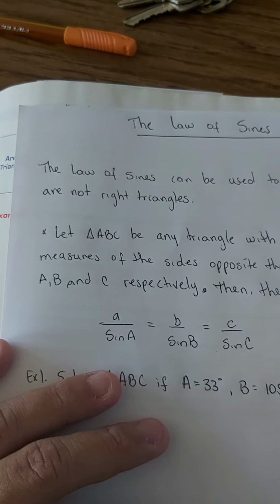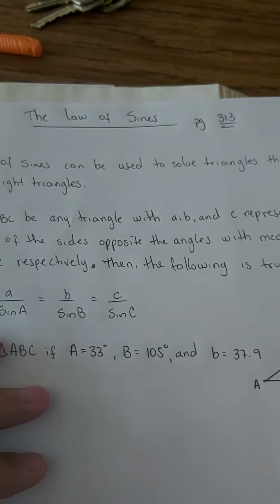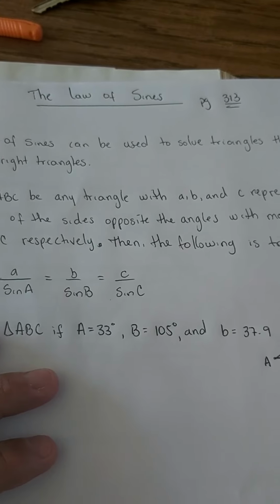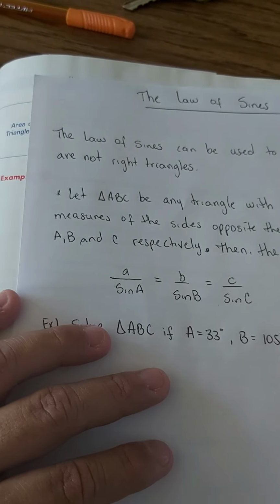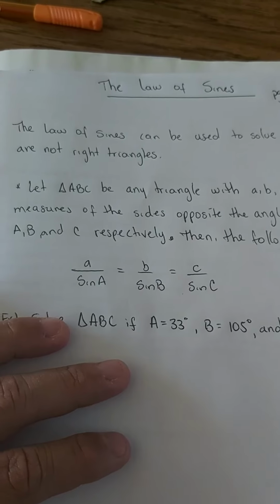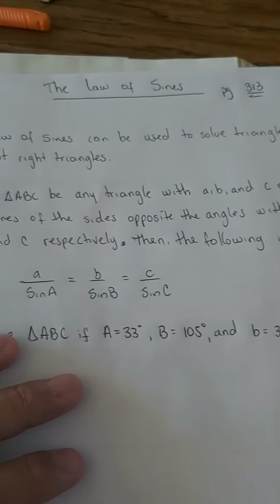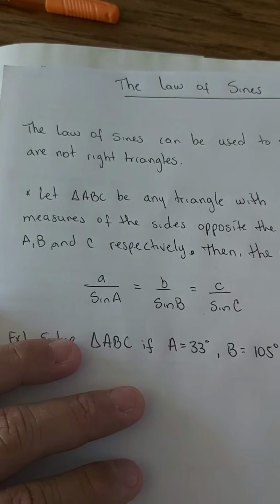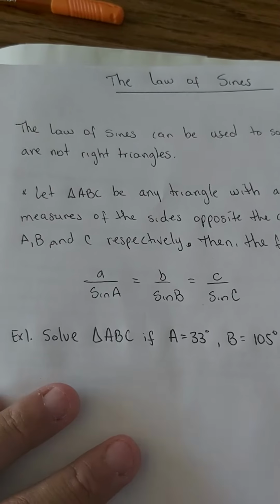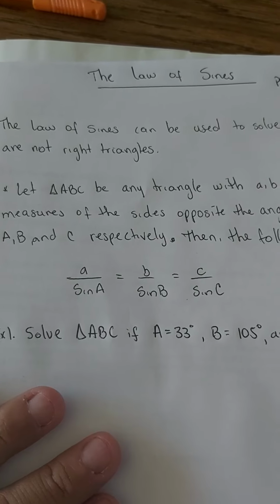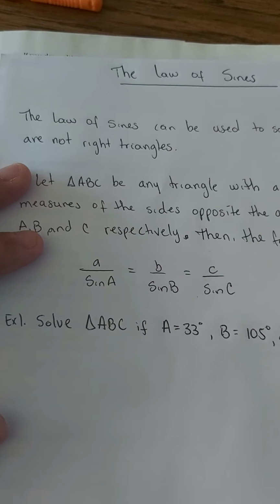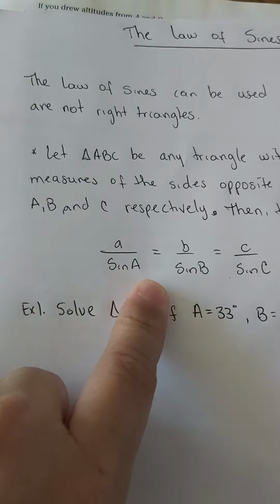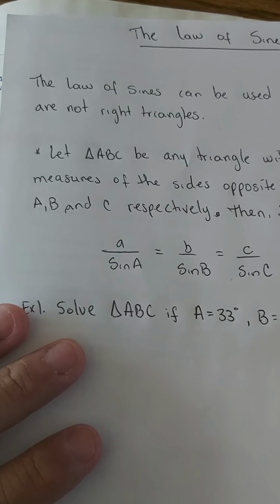So let triangle ABC be any triangle with a, b, and c representing the measures of the sides opposite the angles with measures A, B, and C respectively. Then the following is true: side a over sine of angle A equals side b over sine of angle B equals side c over sine of angle C. Okay? This is the law of sines. These equations represent the law of sines.